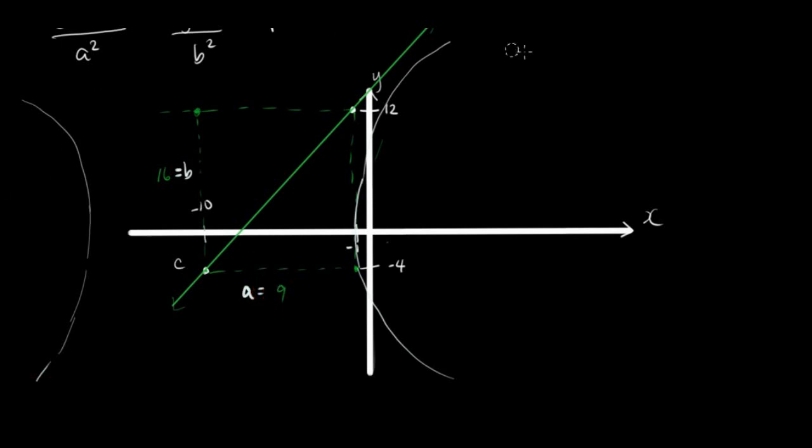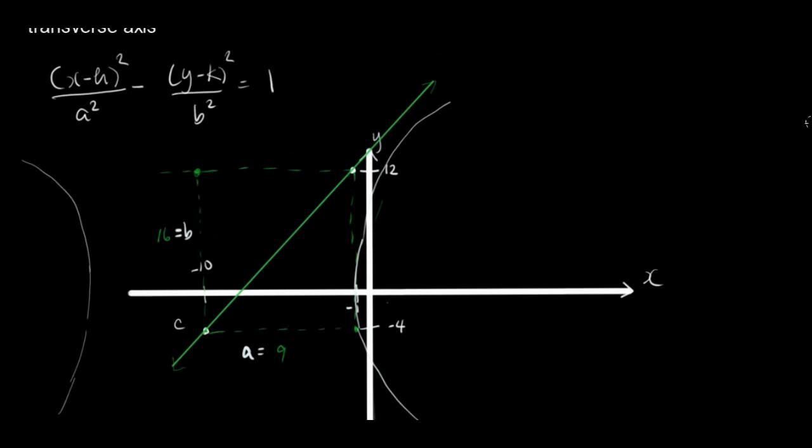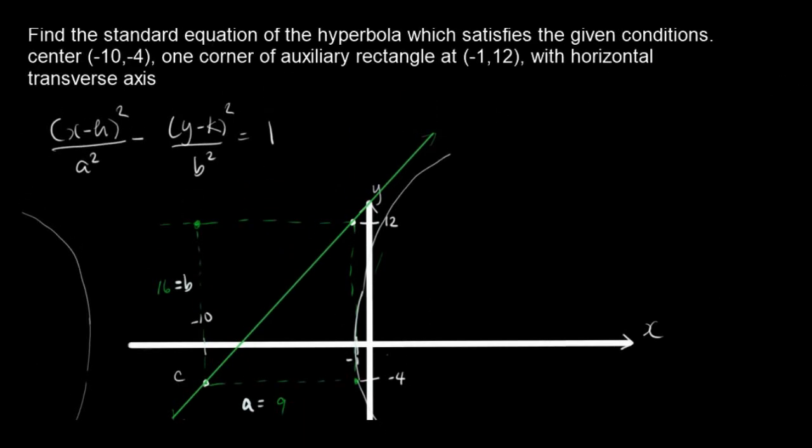So, we'll have the equation. The equation, therefore, is x minus your h. Your center is at -10, so this is your h, this is your k. So, ang h natin is -10. So, x minus -10 will become plus 10 squared over, your a is 9. So, a squared is 81, minus y minus k. So, your center is at -4. So, y minus -4 will become plus 4 squared over, yung value ng b natin ay 16 squared.